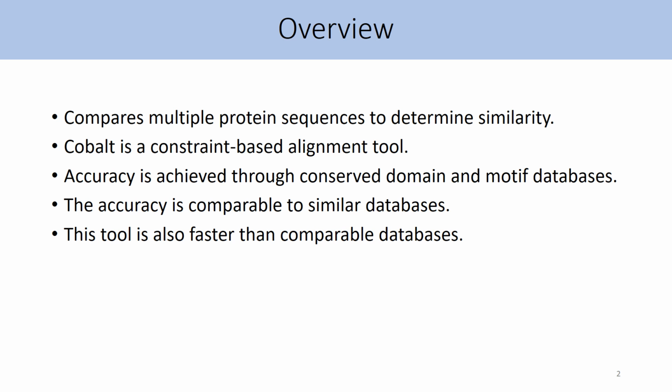From the title of this paper, we can see that Cobalt aligns multiple protein sequences to determine their similarity. Cobalt is a constraint-based alignment tool, meaning that the user can input certain constraints on the data in order to provide more accurate results. Conserved domain and motif databases are used as constraints for the sequences. The accuracy is comparable to similar databases, as we'll see in the results, and this tool is also faster than comparable databases.